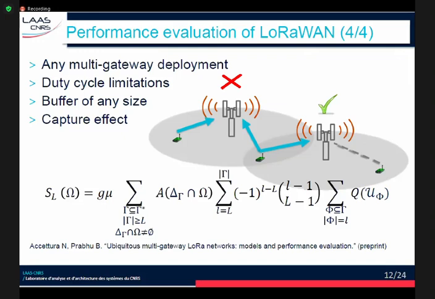So the idea, you can see here, this is what I was explaining before, that an end device can transmit to several gateways, to two gateways, but here there is a collision. Here, there is no collision, so the packet is received. And the idea is to find with modeling any multi-gateway deployment, duty cycle limitation, buffer of any size, so taking into account queueing theory, etc.